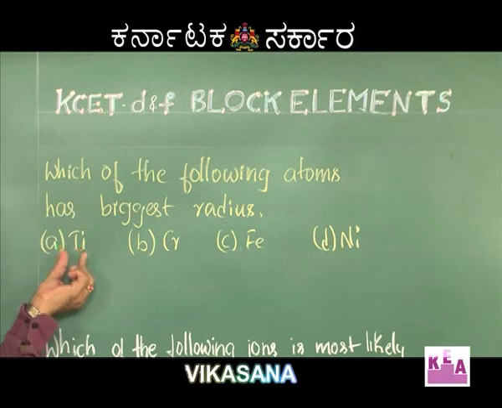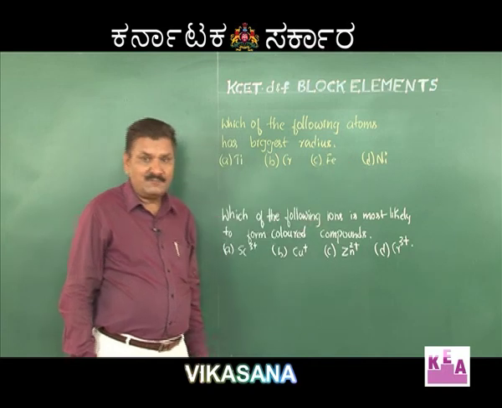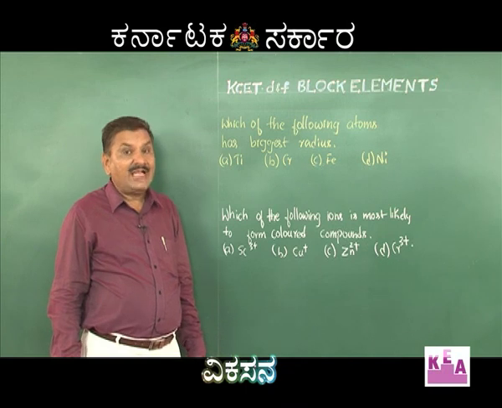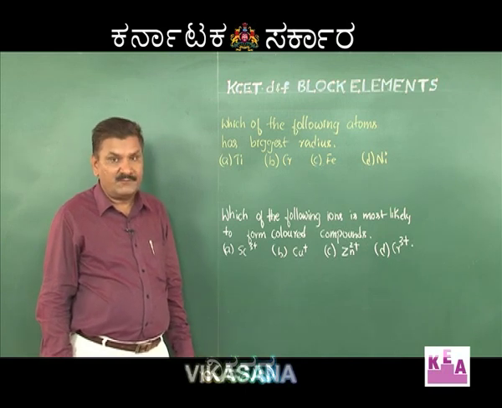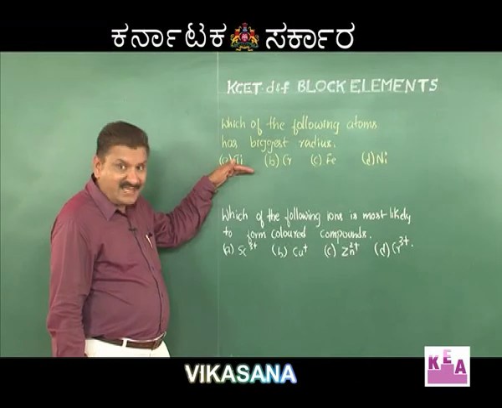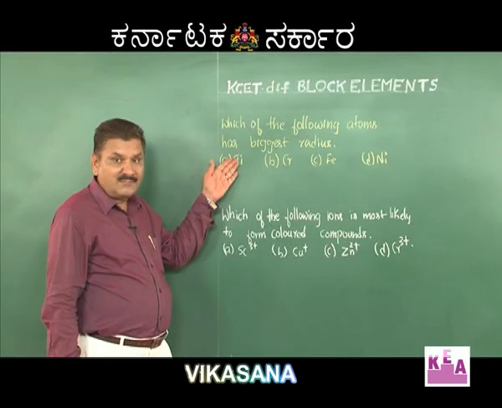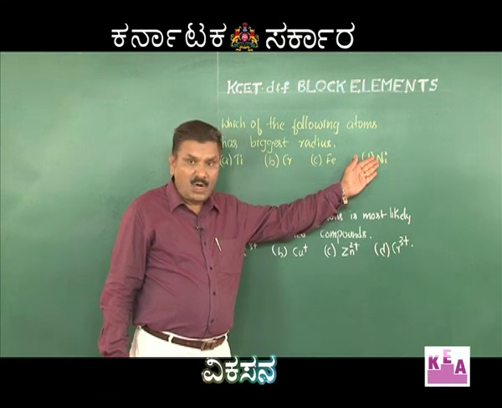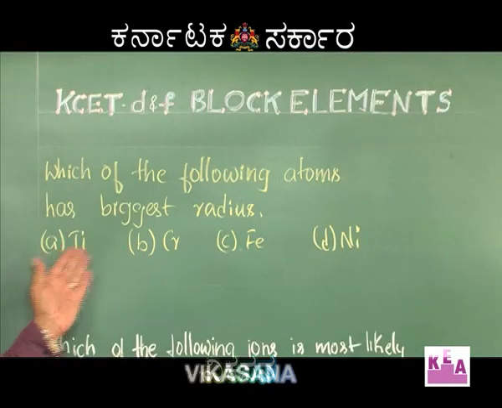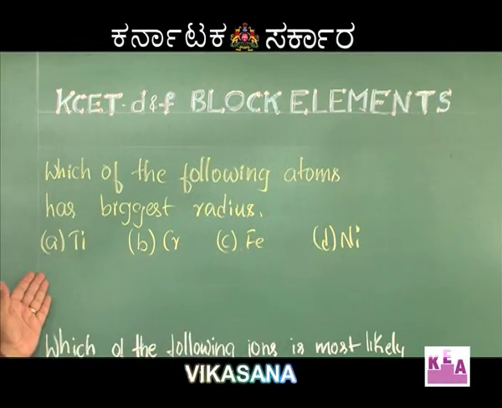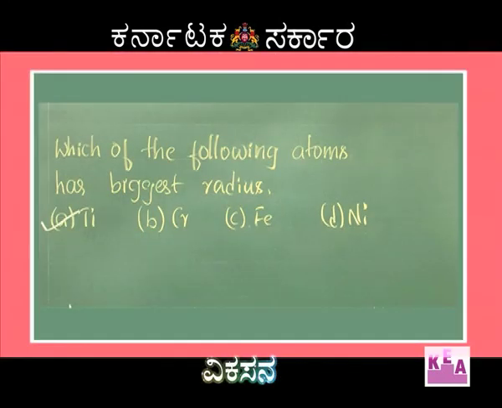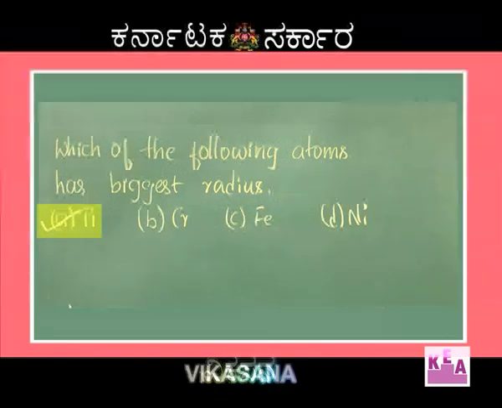Another thing is, these are in the same series. When you move from left to right in a period, atomic radius goes on decreasing. So in this period of 3d series, titanium comes first, nickel comes last before copper. Therefore, from titanium to nickel, atomic radius goes on decreasing. Therefore, titanium has the highest atomic radius. So for this question, the correct option is option A, titanium.